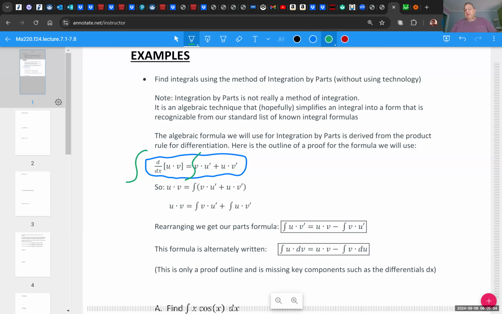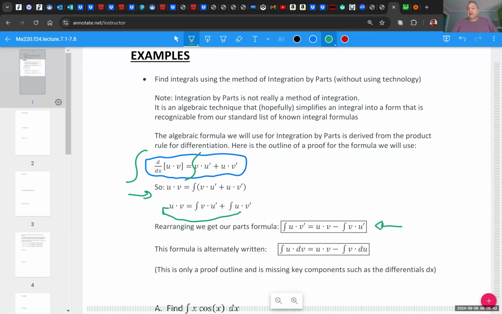The integral or the antiderivative and the derivative are inverses or opposites of each other. So they will undo each other or cancel, as a lot of people say. So I end up with just u dot v is equal to the integral of the right-hand side, which I can separate into two parts because they're being added together. And then if I move things around, if I move the uv prime over here and I read right to left instead of left to right, I get this formula right here, which is our integration by parts formula. The integral of u times v prime is equal to uv minus the integral of v u prime.